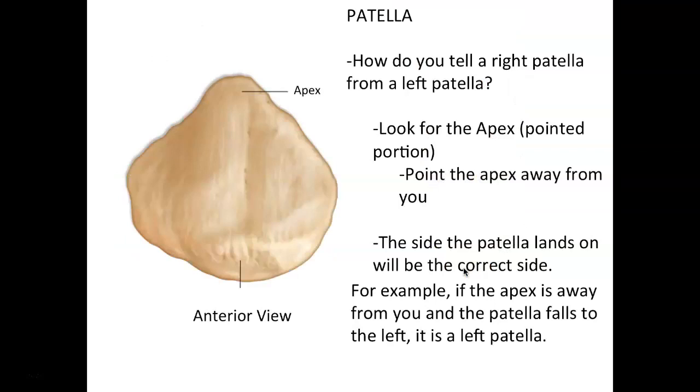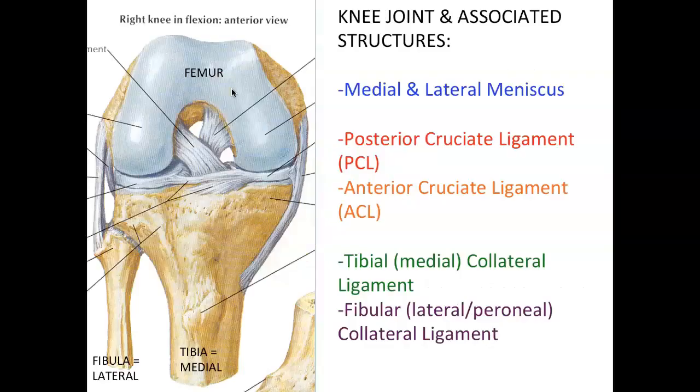Okay, so here's our patella. And how do you tell a right patella from a left patella? Well, what you're going to do is if you have one in lab, you look for the apex, which is going to be the pointed portion of the patella. You point that away from you, and this patella isn't completely flat on the back side that you don't see here. It's going to tip down toward the side that is either right or left. This is a little difficult to describe when you can't see this tipping happening. So we'll do some examples in lab. But if your apex is away from you and the patella is falling toward the left, then this is going to be a left patella.